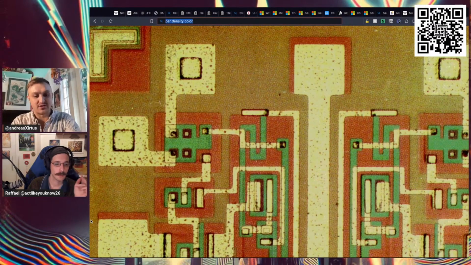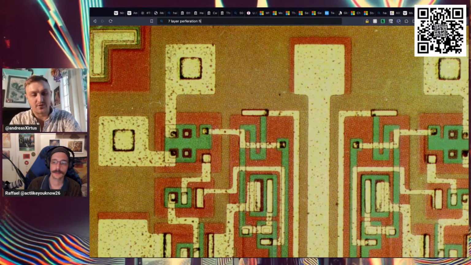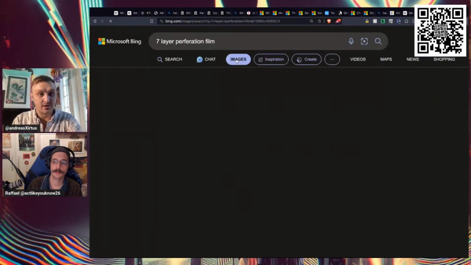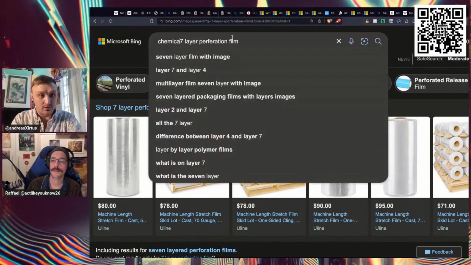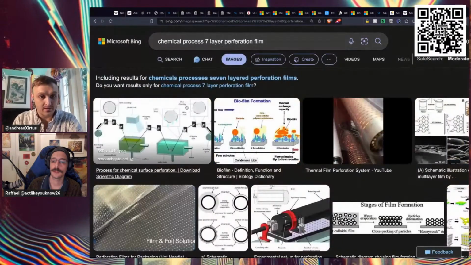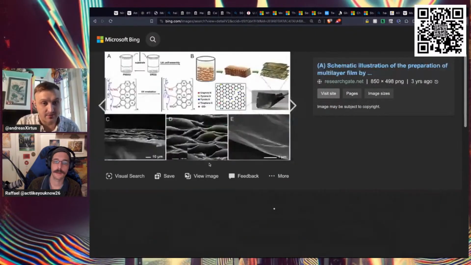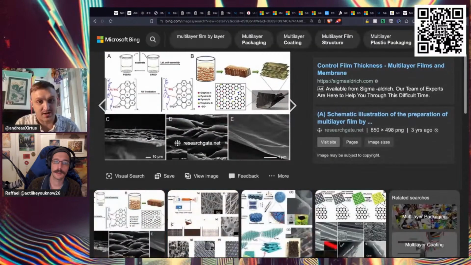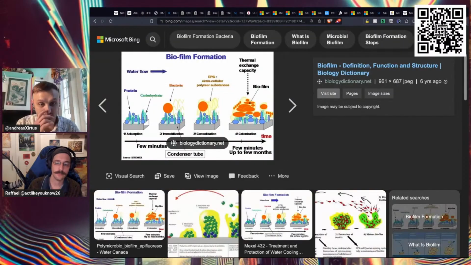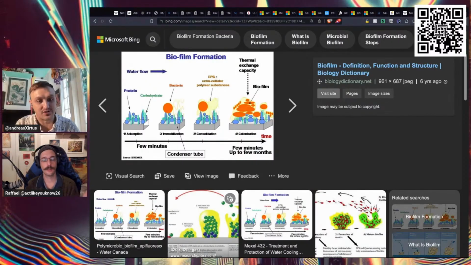So this is kind of like, let's look at 7 layer perforation film, because this is a similar chemical process. First you have a sputtering process where this celluloid is sputtered with a thin layer of the material, and you do that 6 times or 7 times in order to get different chemicals that are reacted to different light. And then when the light hits it, it burns away one layer or another layer depending on the frequency of light, and you have just some silver there.